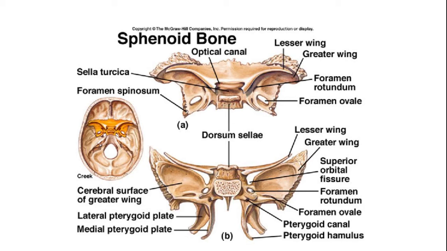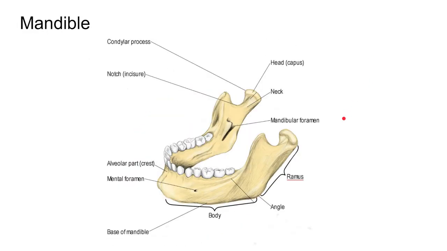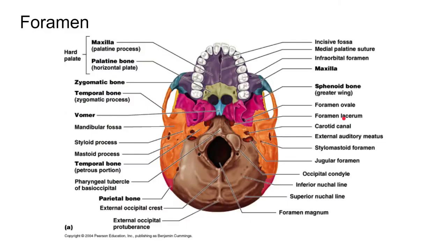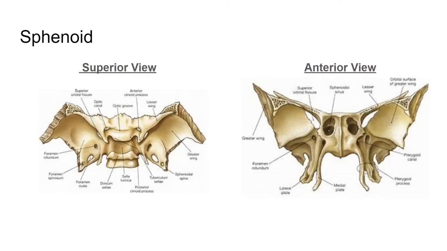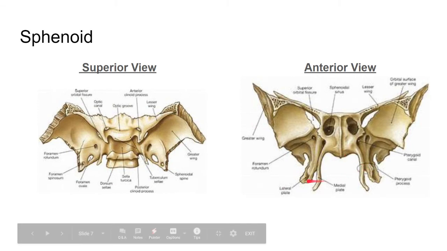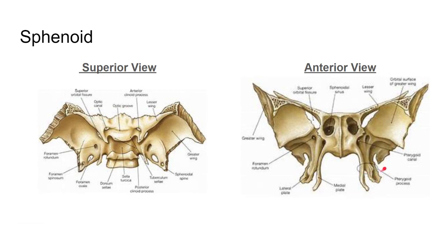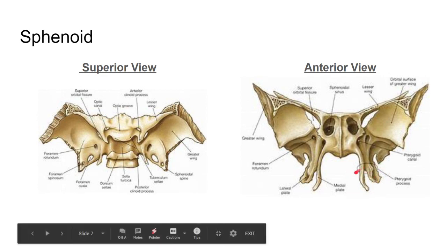If I can get a better view here. Nope, that's the ethmoid. Excuse me. Oh, I'm sorry, I'm going the wrong way. Okay, so again, this is another good view of it. So a lateral pterygoid plate, lateral meaning farther away from the midline, medial pterygoid plate, so here, and they form this thing called the pterygoid process.